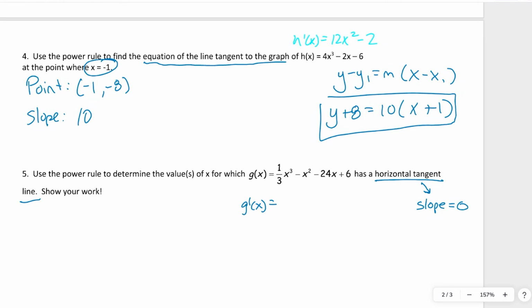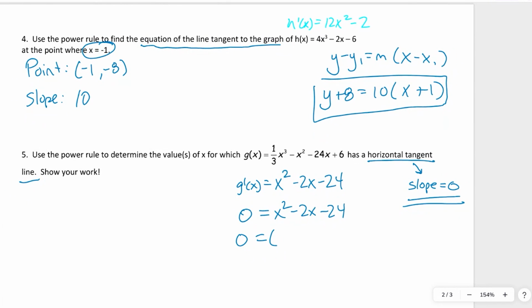So 3 times a third is just 1. So x squared minus 2x minus 24 is going to be my slope function, or my derivative of g. Then I'm going to factor this because I want to know when the slope is 0. So if I set this equal to 0 and I factor it, I can find the two x values where that happens.